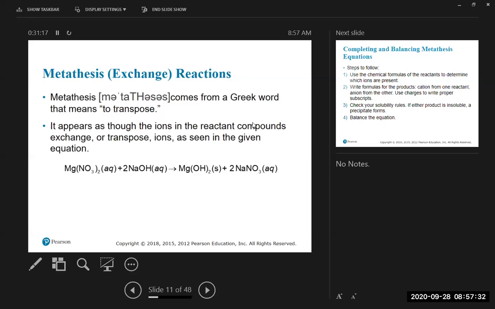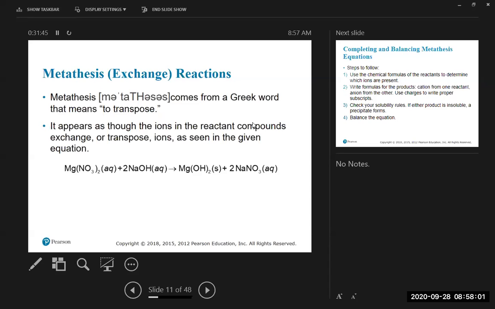So there's something called metathesis. And metathesis comes from the Greek word to transpose, or exchange, however you want to think of it. So when we say a metathesis reaction occurs, we're talking about exchanging things. And that's where we can get some of those precipitation reactions or other types of reactions.